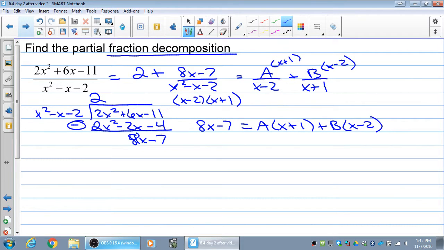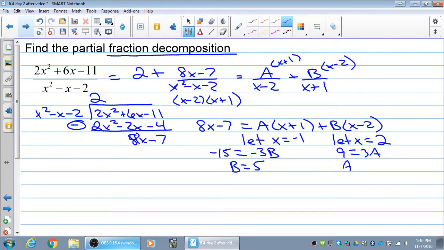And on these ones that are linear and very, very straightforward, I do a little different process. I don't worry about distributing through. I'm just going to let x equal -1. Make that 0. So we have -8 minus 7 is -15 equals -3b. So b is 5. And then we can let x equal 2. 16 minus 7 is 9, and that's going to be 3a. A is 3.